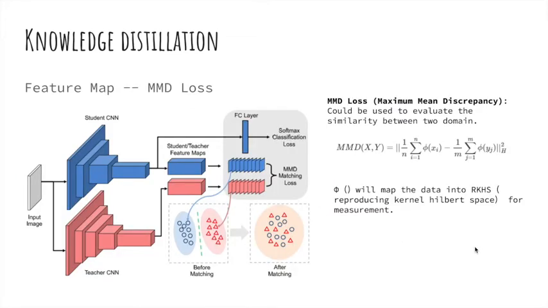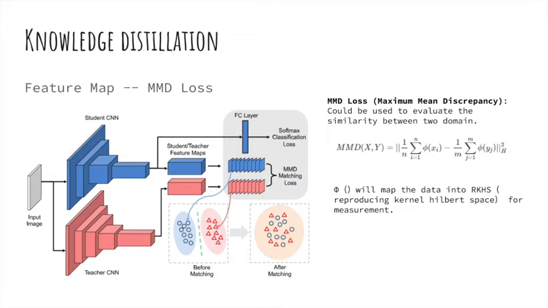An input image is fed into both the teacher network and the student network, and we could get some feature maps after these two networks. We want the feature maps to be as similar as possible between the teacher and the student. The easiest way is to use L2 loss to calculate, but it's quite brute force, not very elegant. A more elegant way is to calculate the MMD loss. It tries to make two domains more similar.